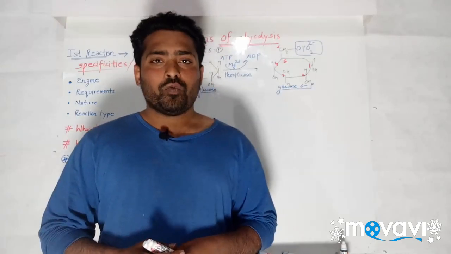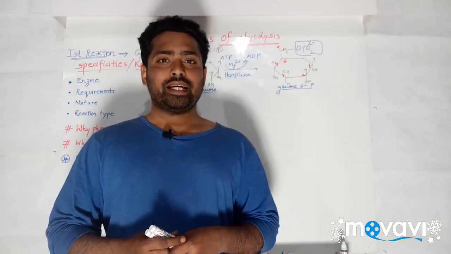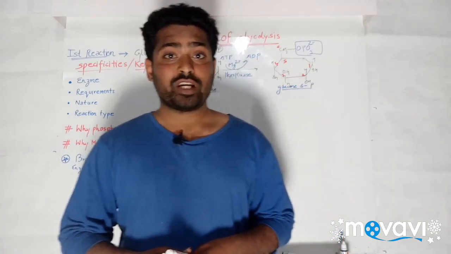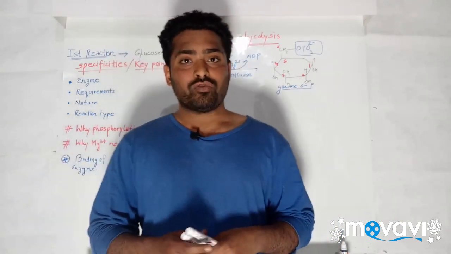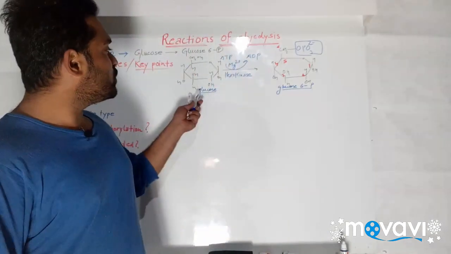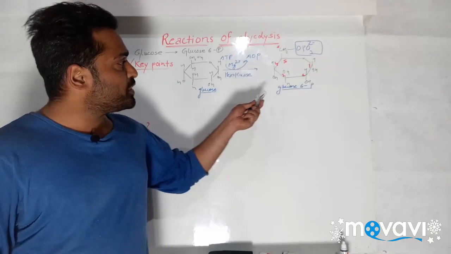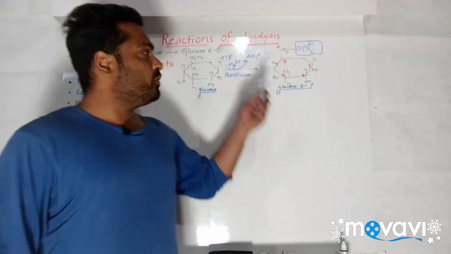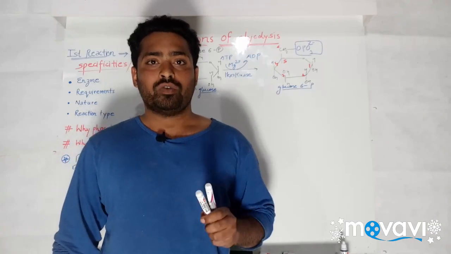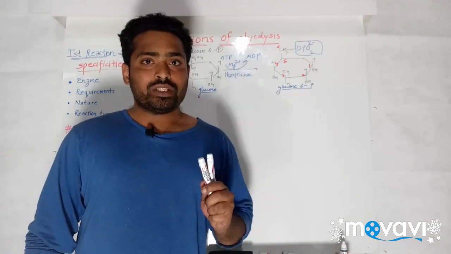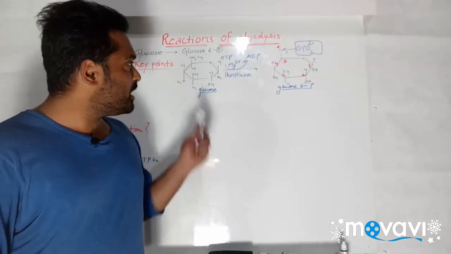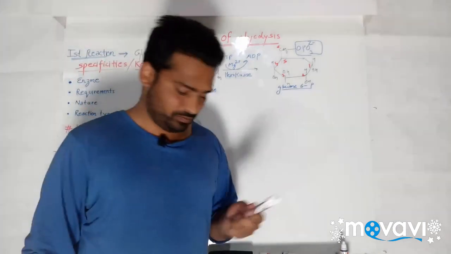Hello friends, we are going to talk about the details of the reactions of glycolysis. The first reaction of glycolysis is the conversion of glucose to glucose 6-phosphate. You can see here, this is the glucose molecule and this is converted into glucose 6-phosphate. A phosphate group is attached. Before discussing the chemistry of this reaction, we will see a few important key points that you would see in the reaction.